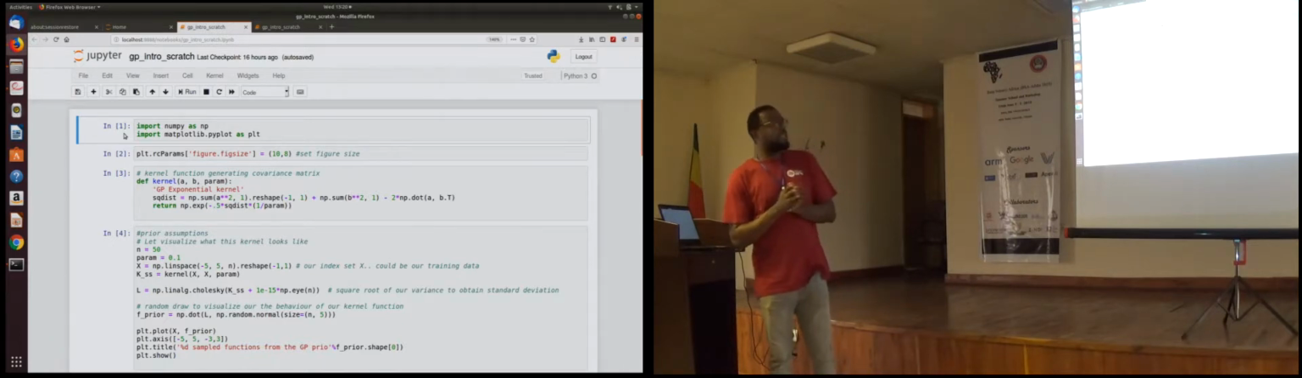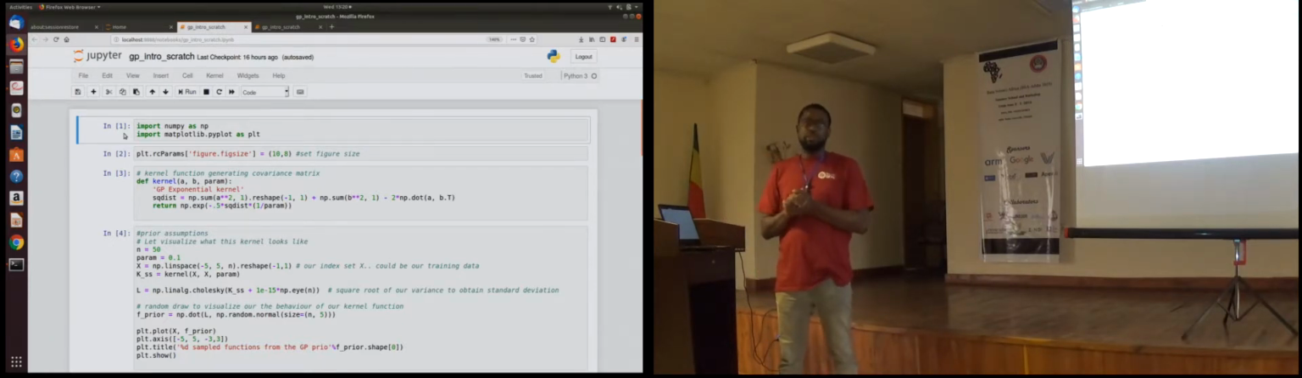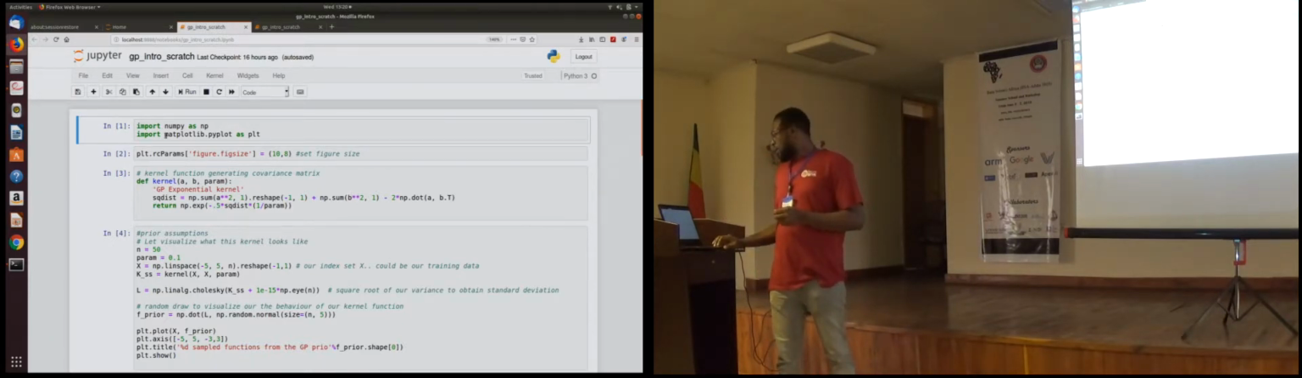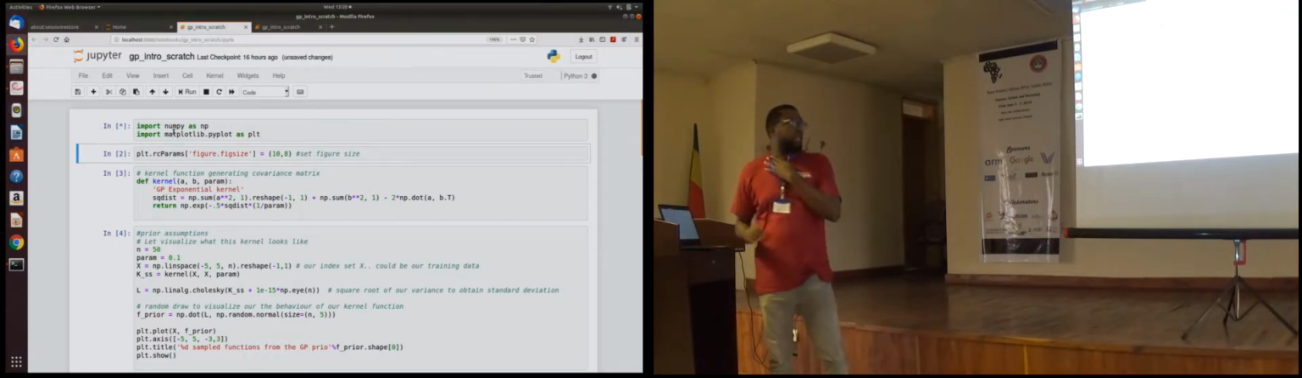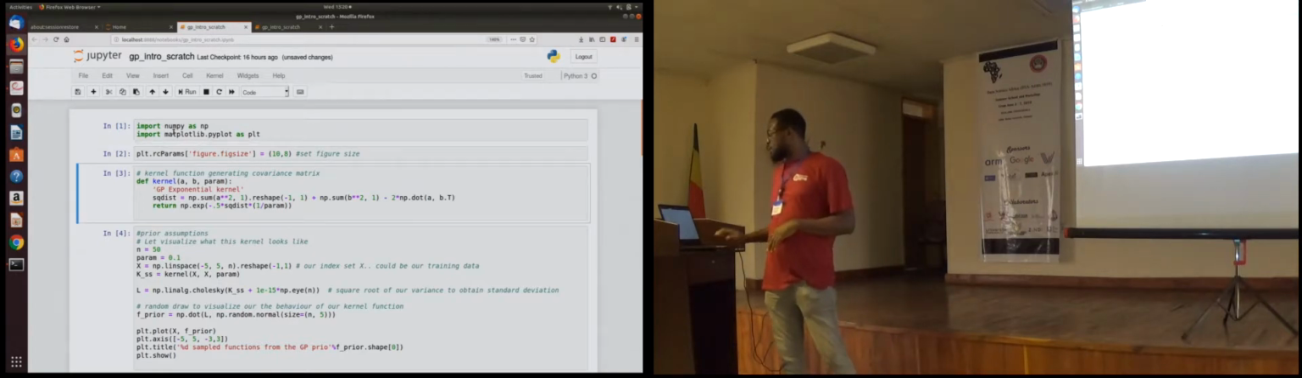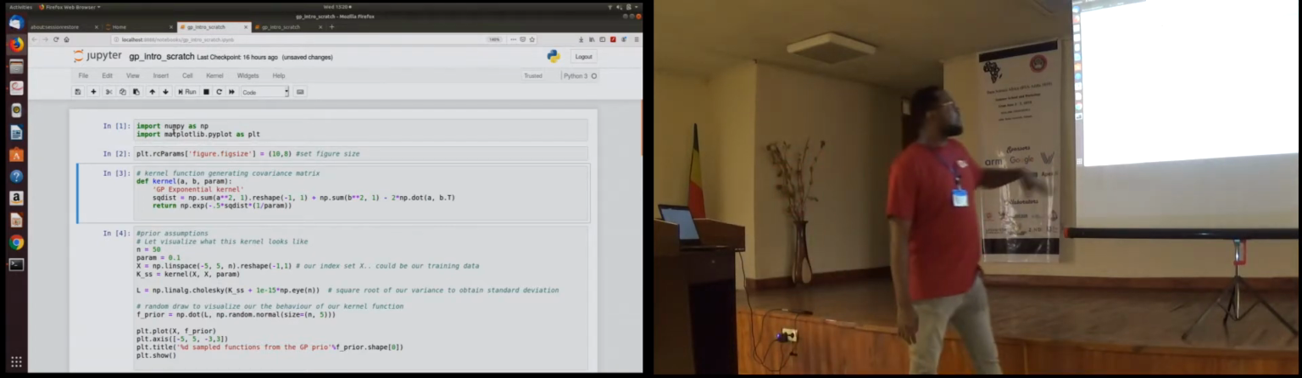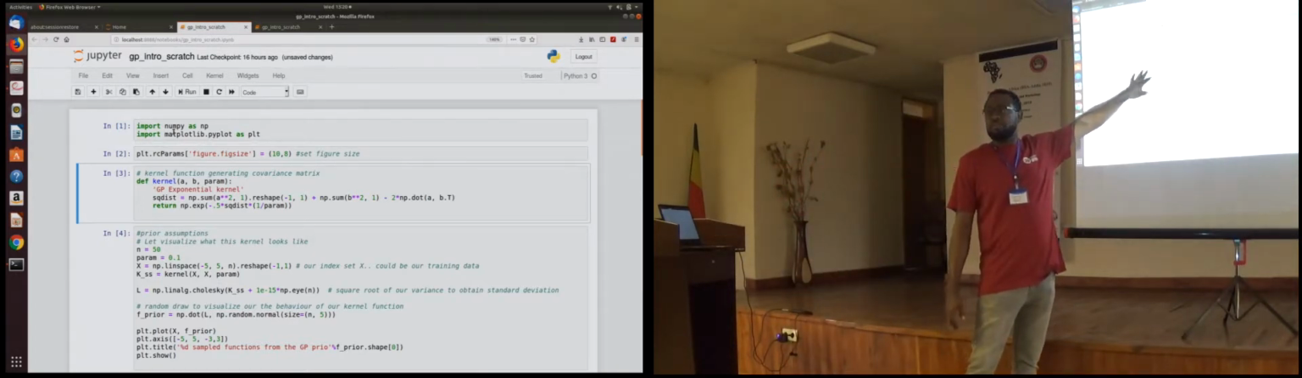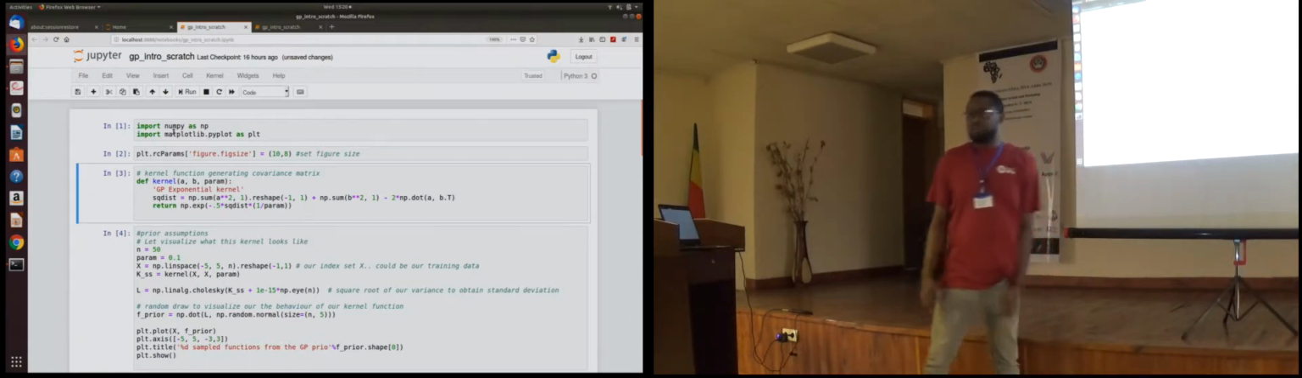All right, so this is the notebook. It's really quite short. First, we import NumPy and PyPlot just to plot what we have, and then this basically just sets the size of our plot, and this is our kernel function. So this is where I make those matrices.